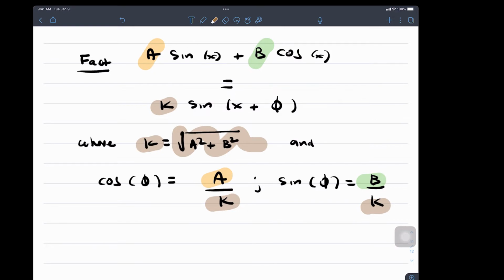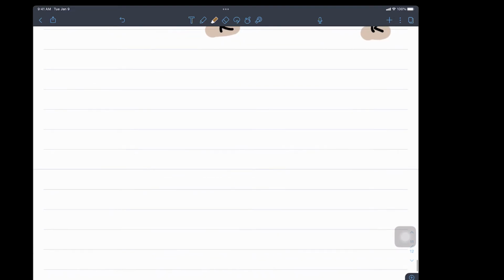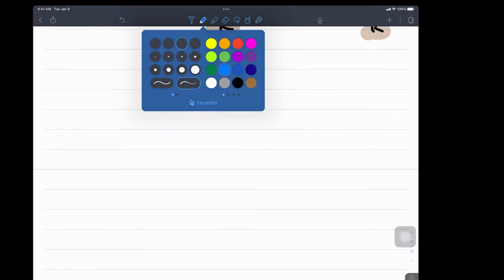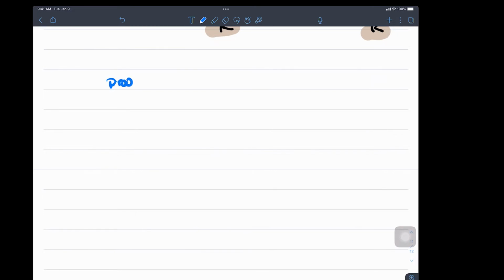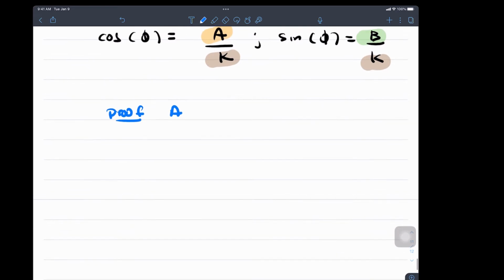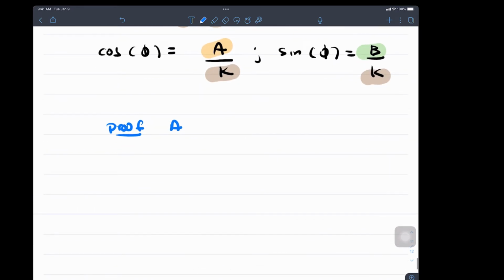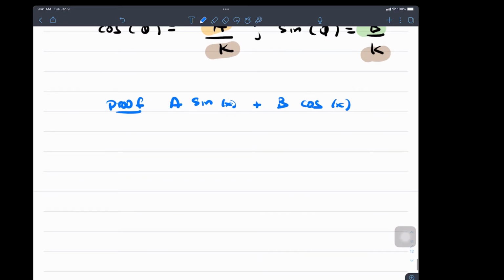Okay. So let me prove this to you guys. You go, you can prove it? Yeah, we can prove this. Here's a proof. We're going to start with a sine x plus b cosine x, right? You see this statement? Here's what we're going to do: let k equal the square root of a squared plus b squared.